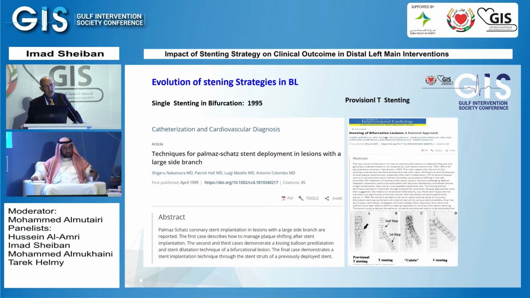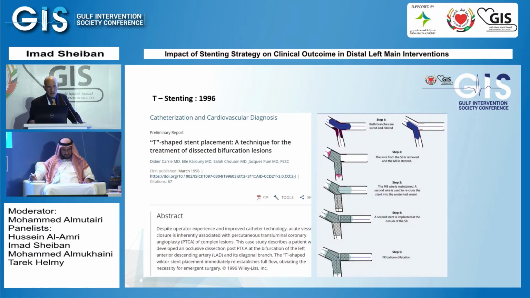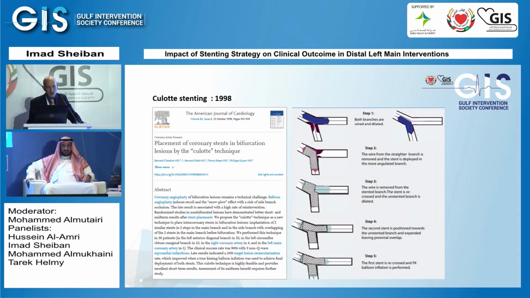We started from single stenting in bifurcation and observing what would happen to side branches. Then this was defined as provisional T stenting, adding the kissing balloon inflation after stenting the main vessel. Then we went in 1996 to T stenting, which was introduced as a new mode for approaching the bifurcation. And you see there were nice steps here, starting from the main vessel and going to the side branch. And this was modified starting from the side branch and going to the main vessel and so on.